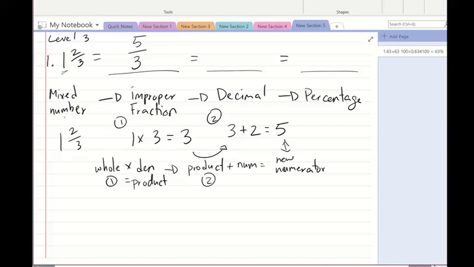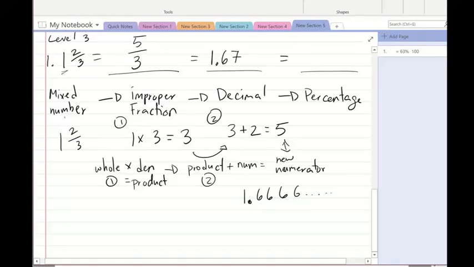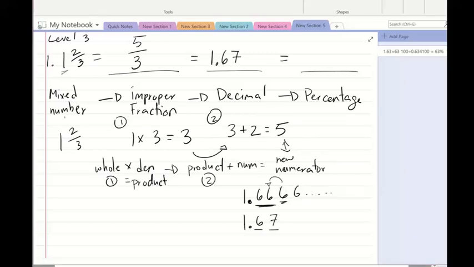The new improper fraction, 5 divided by 3 gives us 1.6666 onwards, right? And we're going to round it to 2 decimal places. So again, it's 1.6666 onwards, right? So that means this is going to be 1.67, right? Because if we want 2 decimal places, we only want 2 numbers after the decimal. First number is going to be a 6. Second number is going to be a 7 because the number next to it is 5 or above. So this bumps it up to the next number, right?